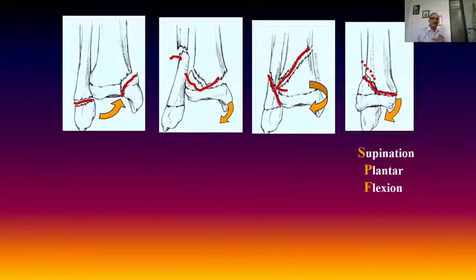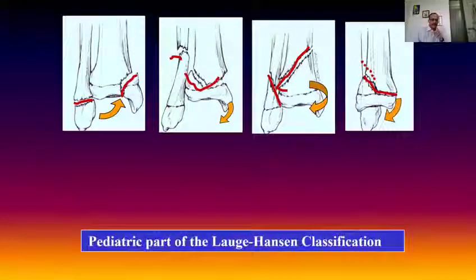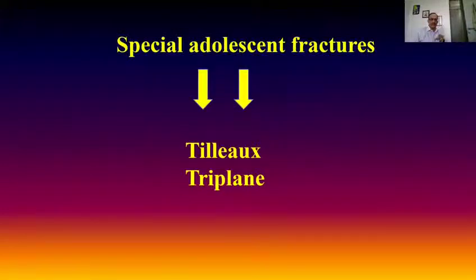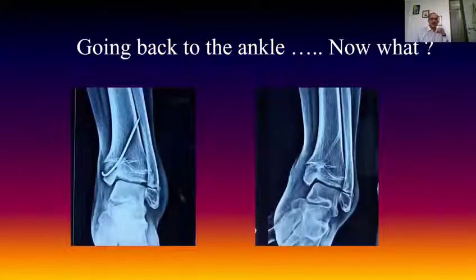So clinically look at the leg. If it is a varus, it's type 1 supination. If it is valgus, it is a valgus injury, pronation eversion external rotation. If you have external rotation, it's supination external rotation. And if you have equinus and plantar flexion, it's a translation. And then you have 2 special adolescent fractures, the Tillaux fracture and the triplane fracture, which completes the 6 fractures that happen in the adolescent and the pediatric ankle.